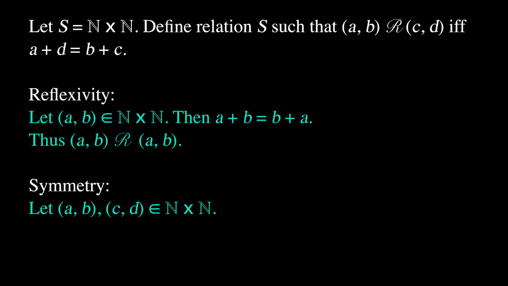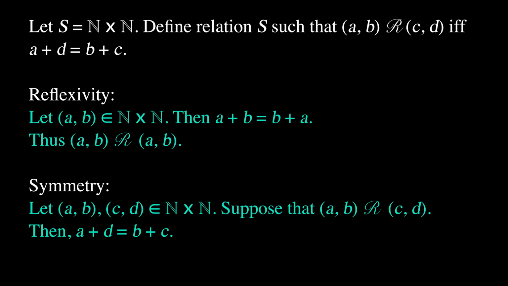For symmetry, let the ordered pairs (a, b) and (c, d) be in N by N. Let's first suppose that (a, b) is related to (c, d). Therefore, we know that a plus d equals b plus c because (a, b) is related to (c, d). So, c plus b equals d plus a.